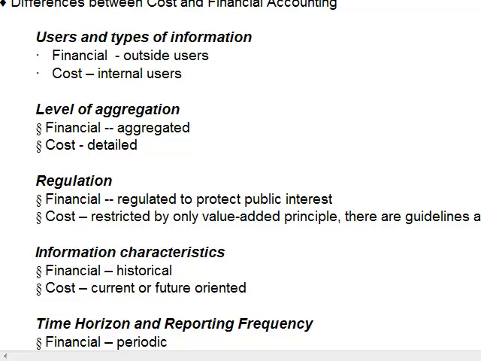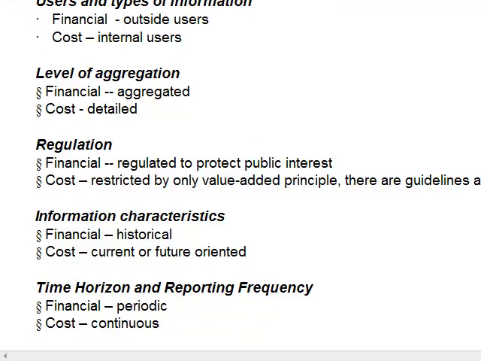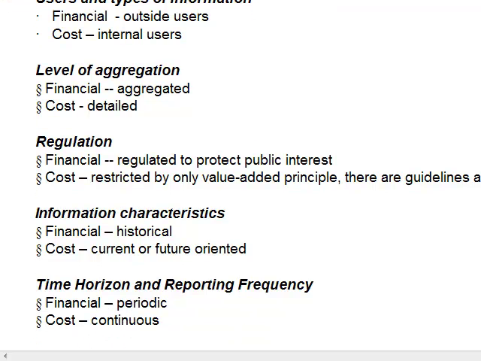The information also tends to be historical. It's based on what happened in the past quarter, past year, possibly past month. It's all about what has already happened. And it tends to be on a periodic reporting frequency, with monthly, quarterly, and yearly statements.